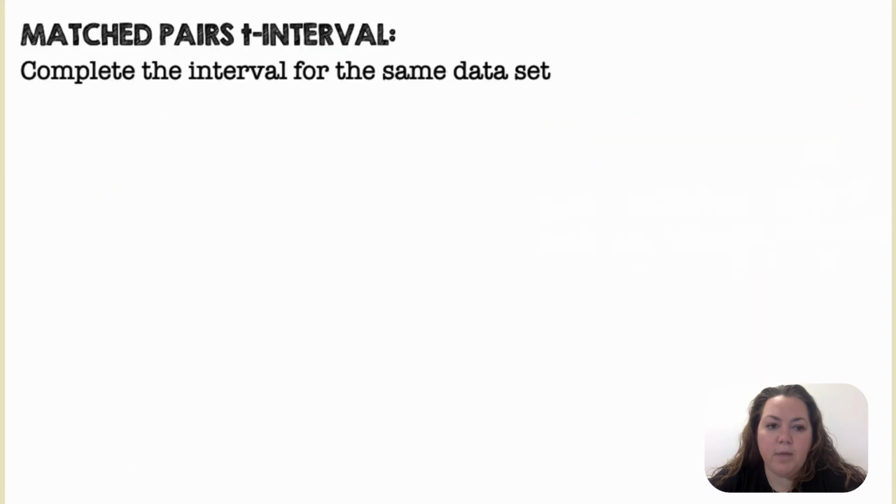All right, a matched pairs t-interval, so we're going to complete the interval for the same data set. We're going to do this as 90% because I had a 5% alpha value, and it was a one-tailed test. That means I had to have 5% on either tail, which means I'd have 90% in the middle. So I'm going to do a 90% confidence interval.